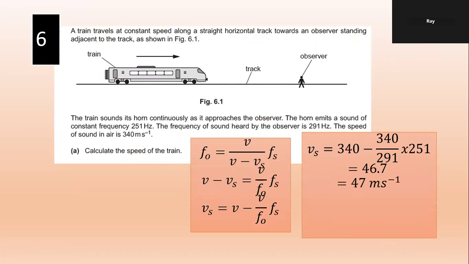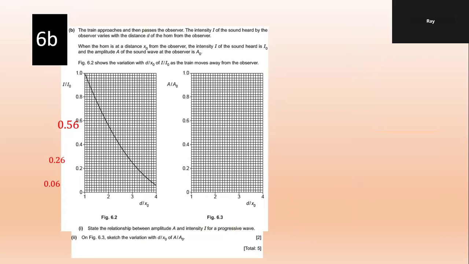Okay, let's carry on. Got 1 minute left. So after that, we see you on Thursday. Take the relationship. They want you to use the formula. Intensity is proportional to amplitude square.